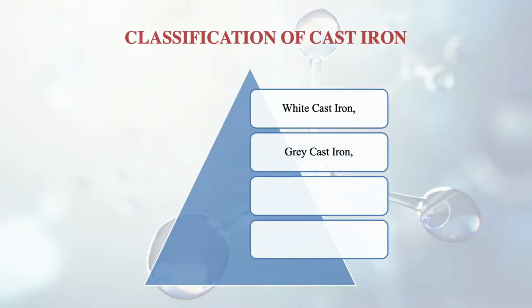Now the classification of cast iron: there are various categories: white cast iron, grey cast iron, nodular cast iron, and the mechanite cast iron. So these are the most basic 4 types. Now we discuss the first one, that is the white cast iron.